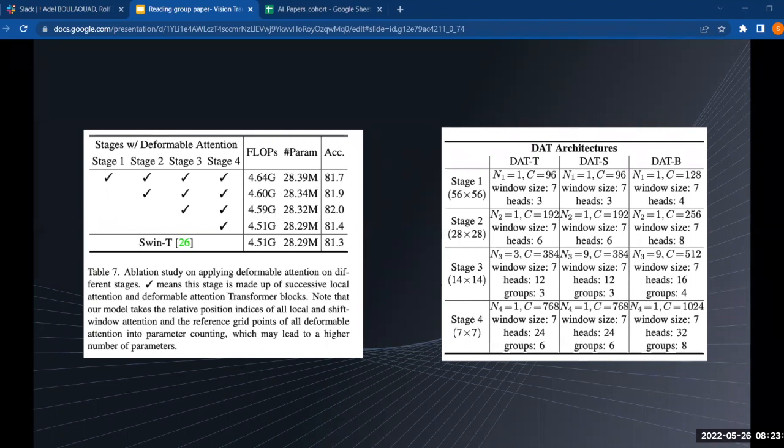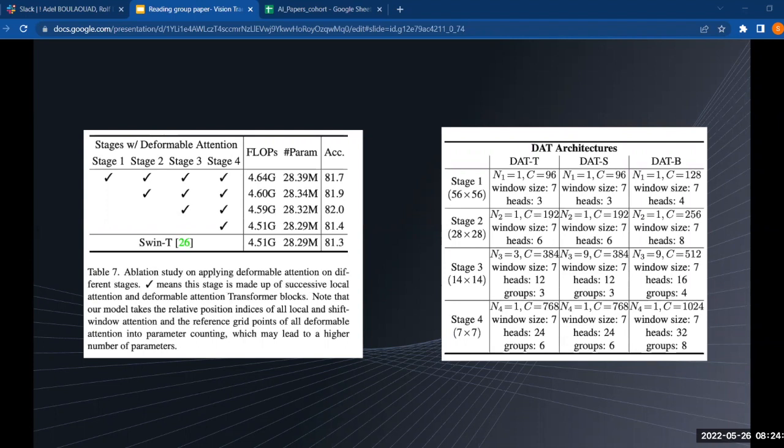Also, another reason is that the keys and values in the first 2 stages have a very large spatial size. So when we perform the dot products and the bilinear interpolations in the deformable attention, this creates a very large computational overhead because of the large spatial size. So that's another reason why they chose to put it only in stages 3 and 4.